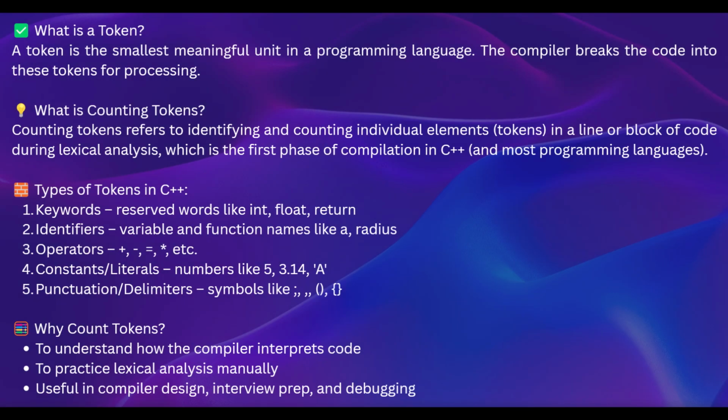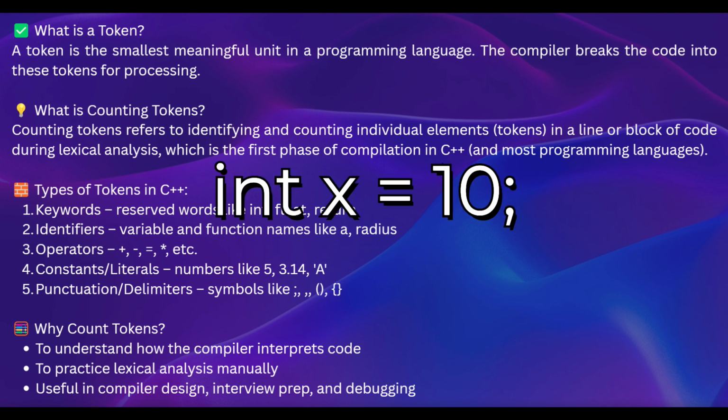So let's start with the basics. What is a token? A token is simply the smallest meaningful unit of code. For example, in the line int x = 10;, the words and symbols like int, x, =, 10, and semicolon are all tokens. The compiler breaks our code into these tokens before actually understanding what it means.